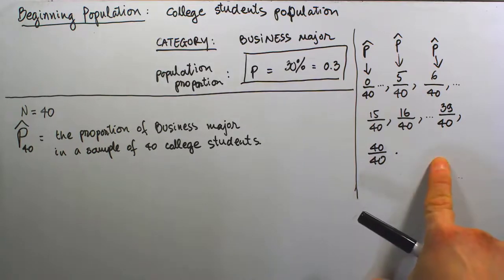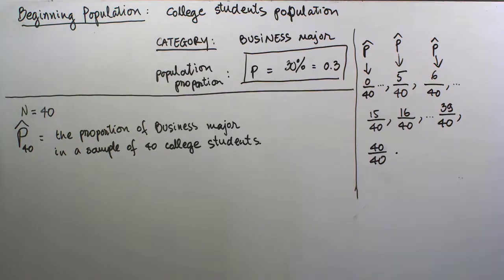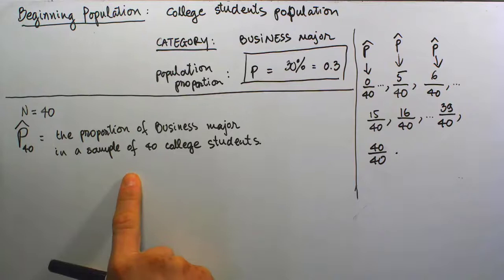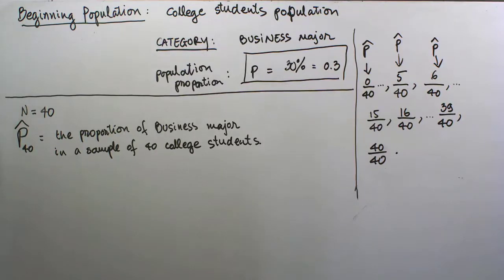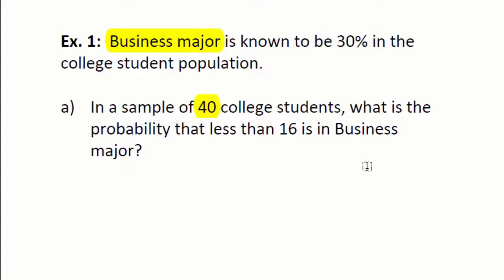All right. And so now, upon successfully defining the random variable that represents any of our sample proportion values, we are ready to do the following. Let's now formulate the symbolic question. So back to the worded description of the problem. Now when we get into the actual question, in a sample of college students, what is the probability that less than 16 is in business major?